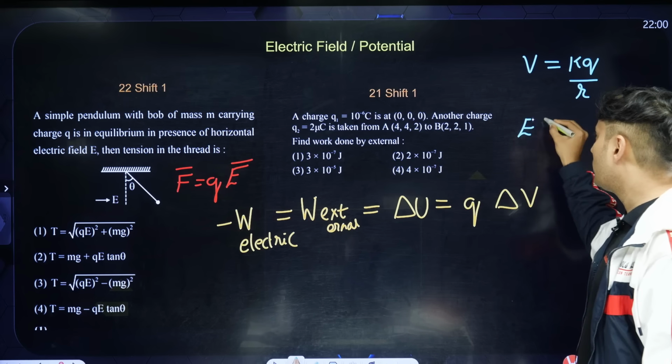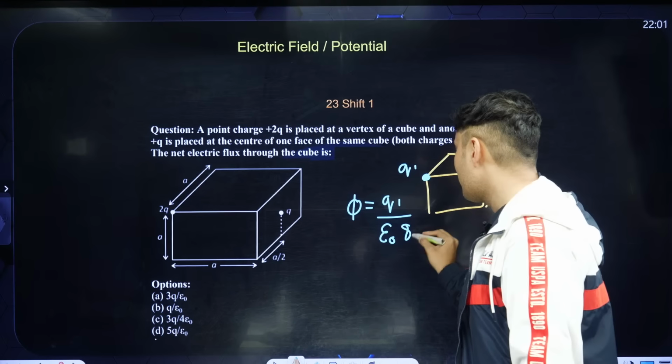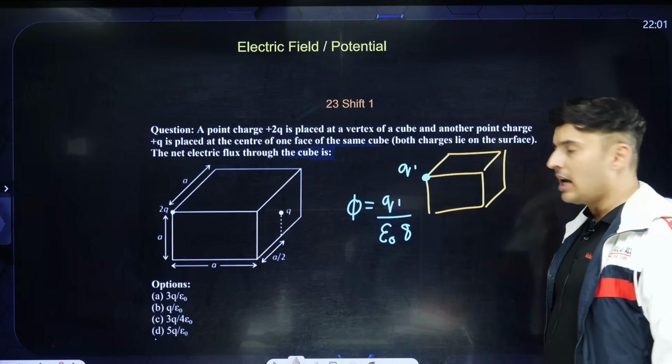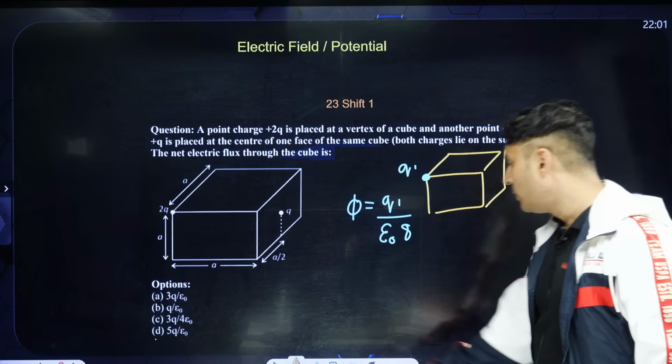By the way, questions on flux also came. Know these geometrical concepts. For example, if you have a cube and you place a charge over here, the flux due to this charge will be q1 by epsilon naught, but 8 times less. Yes, 1/8 of the flux will go.